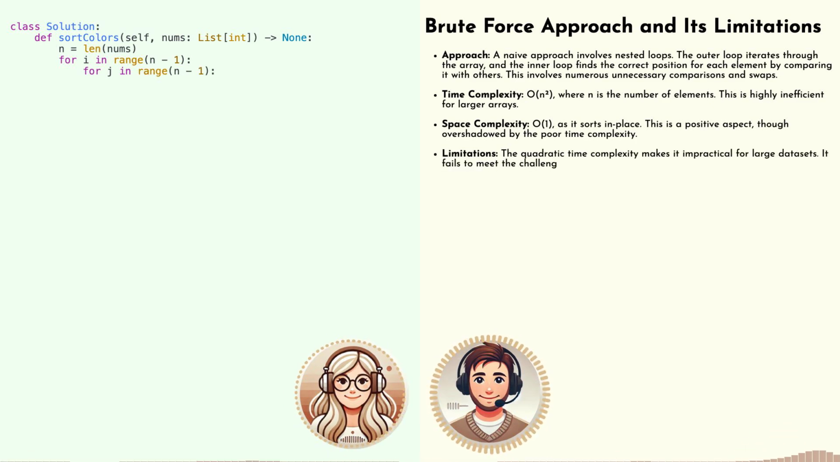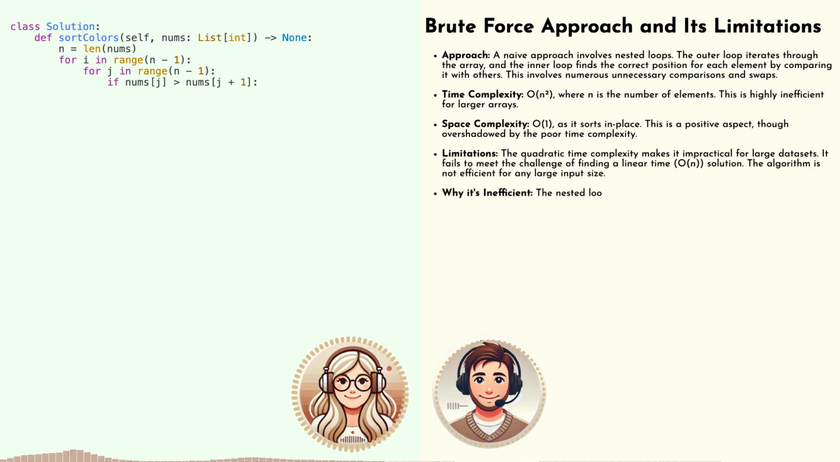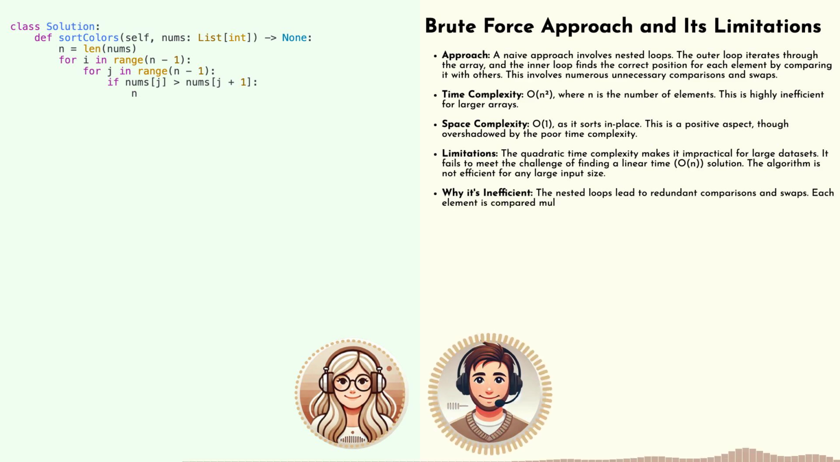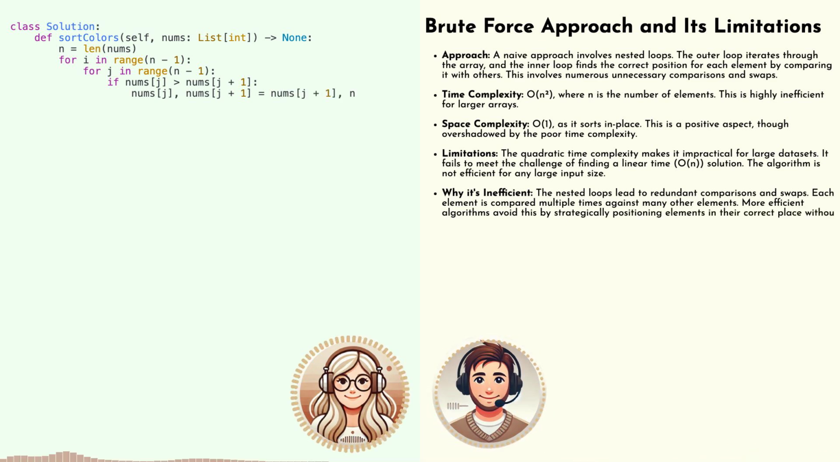So where should we start with this? Maybe just try a simple brute force approach first? Yeah, I think that's always a good starting point, just to get a feel for the problem. All right, so we could just go through the array and count how many times each color appears. Yeah, like how many zeros, how many ones, and how many twos. And then just overwrite the original array based on those counts. Right, first the zeros, then the ones, and finally the twos. That makes sense. It's pretty easy to understand. It's definitely a valid solution.